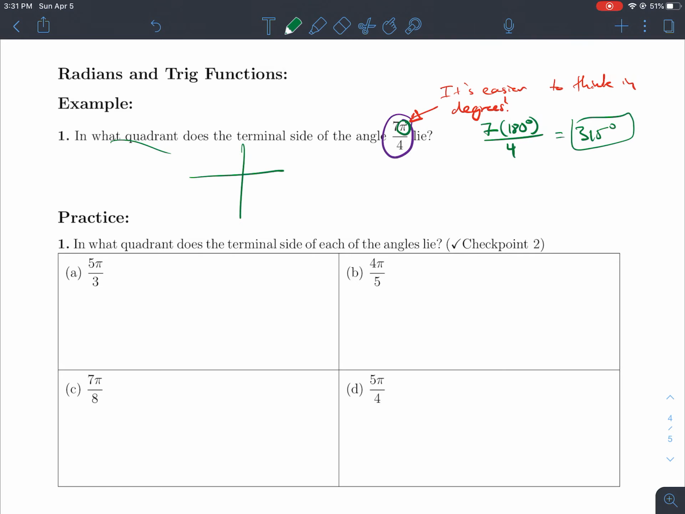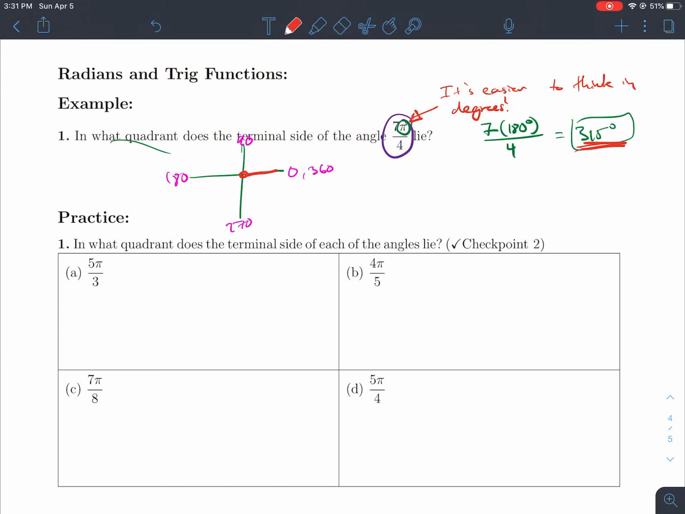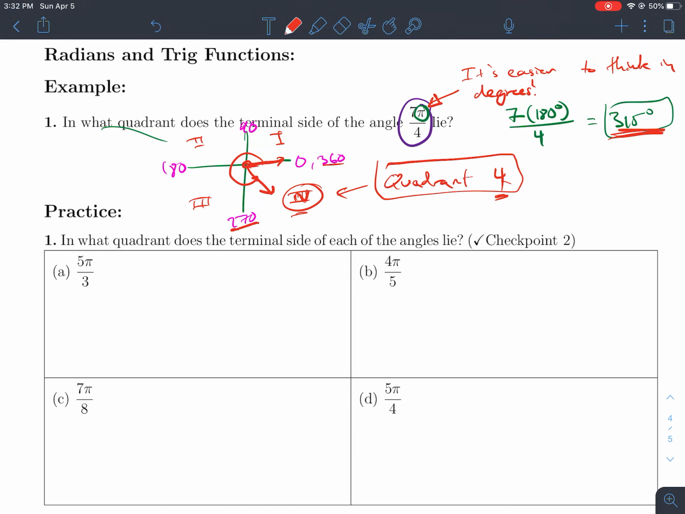We know this. When we draw our quadrants, 0, 90, 180, 270, 360. Now that it's in degrees, we can just say it starts on the x-axis and it opens to somewhere between 270 and 360, which is quadrant 1, 2, 3, 4. And just for neatness, I wrote it with the Arabic numeral instead of the Roman numeral because it's easier to read. Sorry about that. My handwriting is pretty sloppy.